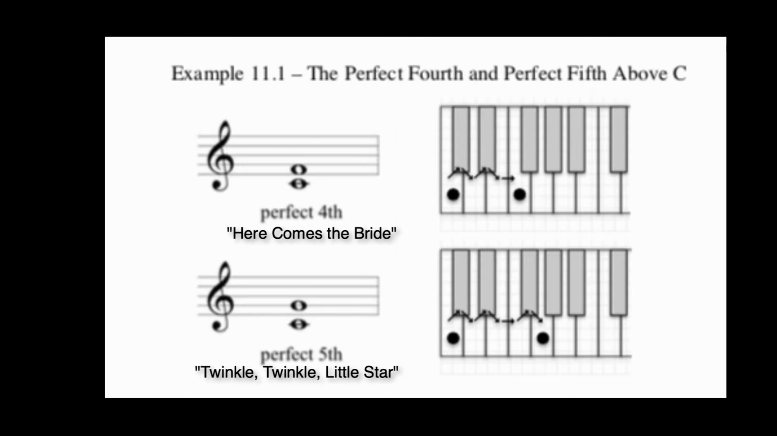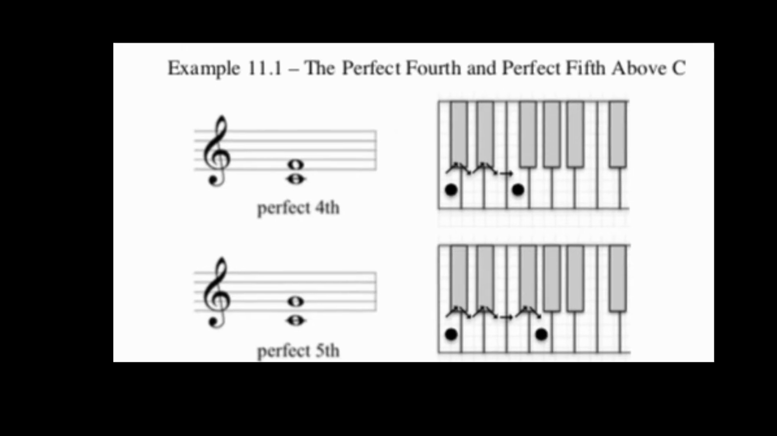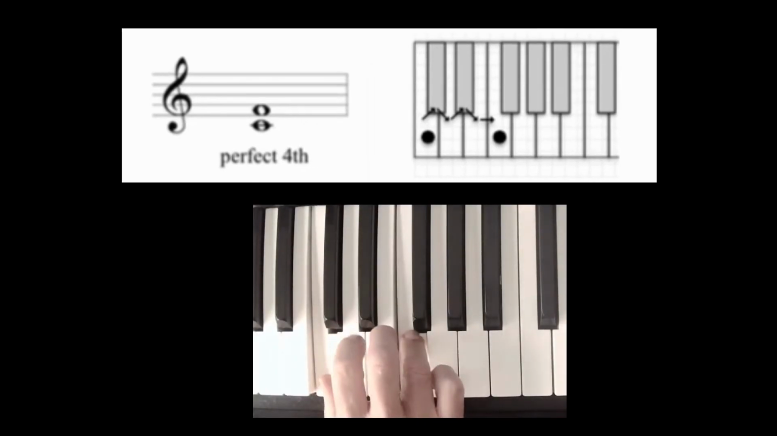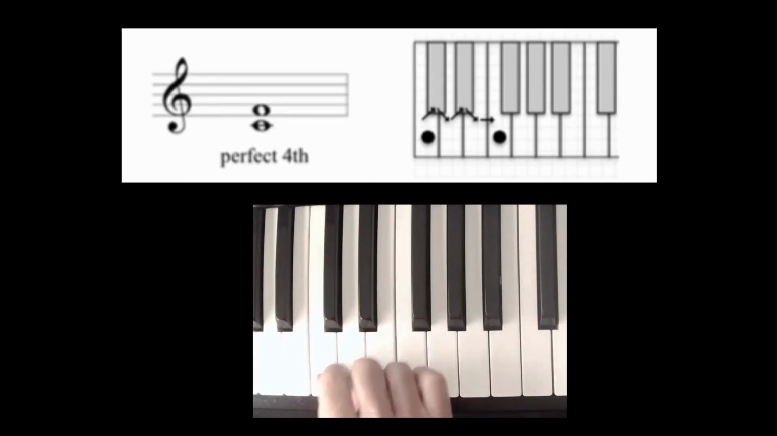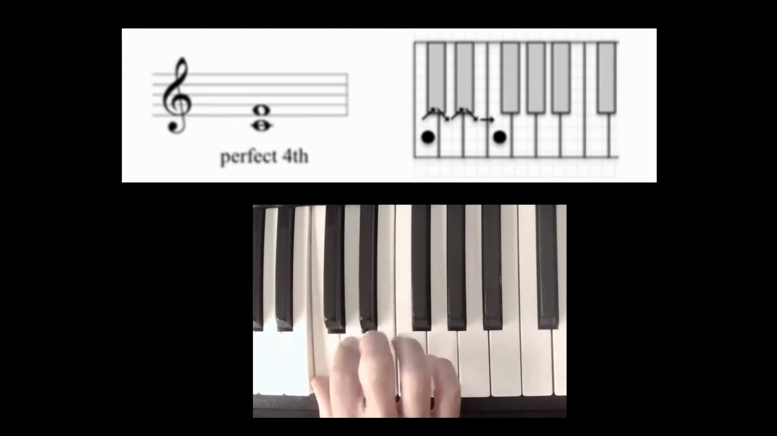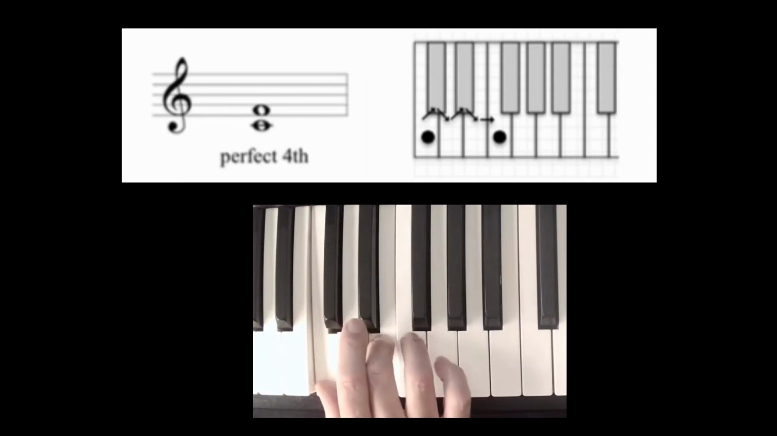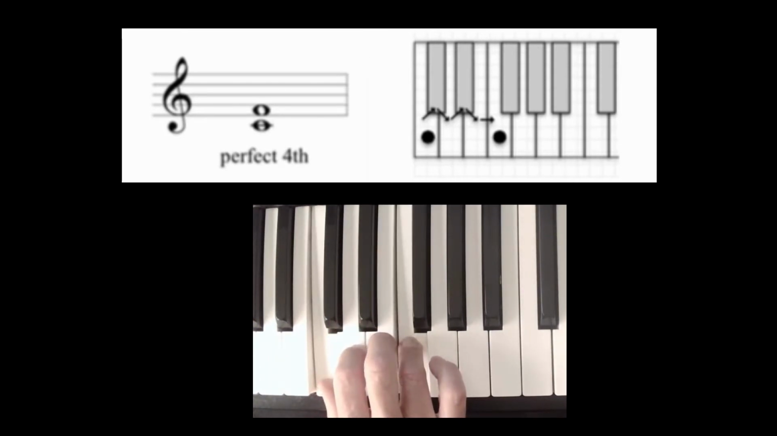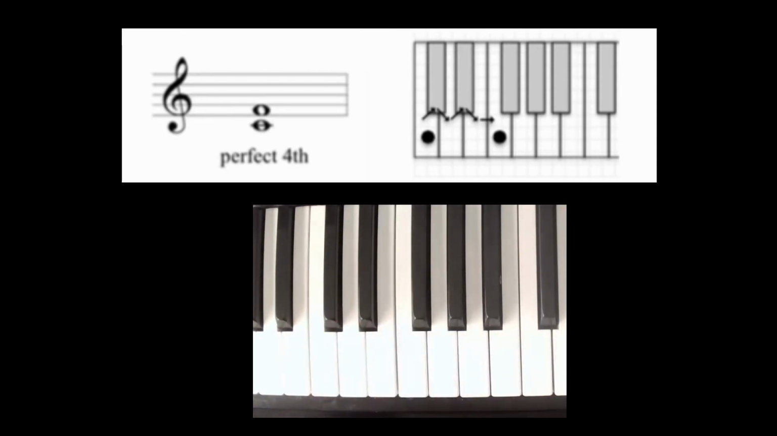Now, by plotting these intervals on a keyboard, it is apparent that the perfect fourth can be defined as the distance of 5 half steps. You can see that we can count 5 half steps. The first tone, 1, 2, 3, 4, 5. That will always give you a perfect fourth.